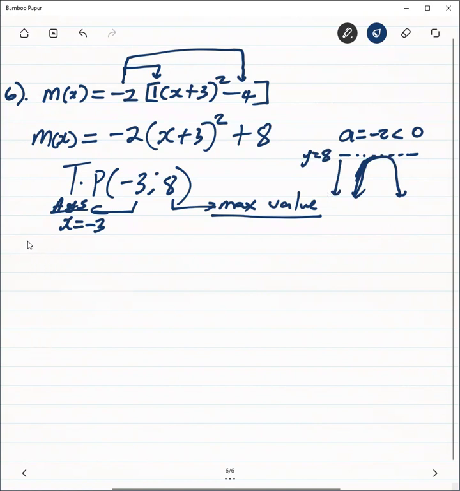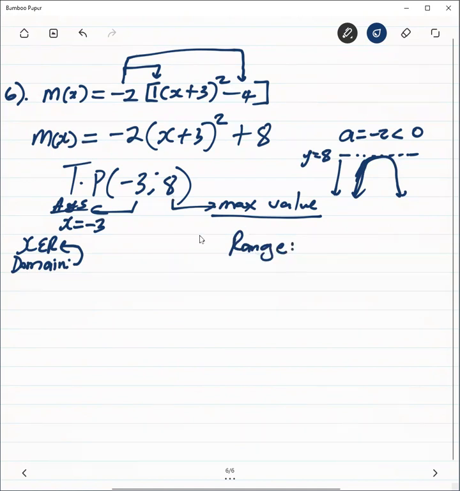Perfect. Now we can do domain. We can see that domain is x ∈ R because there's no function, there's no fraction. So that's your domain. Right? There's no fraction here. Sharp. And then now let's do the range.